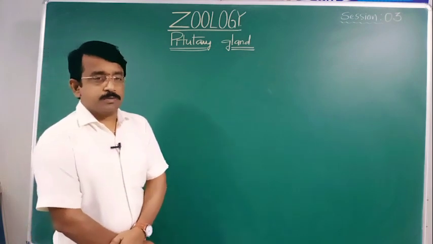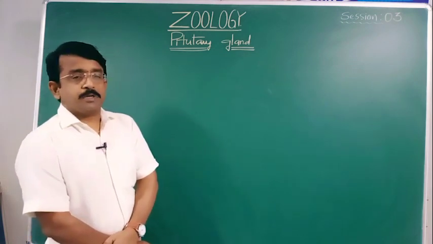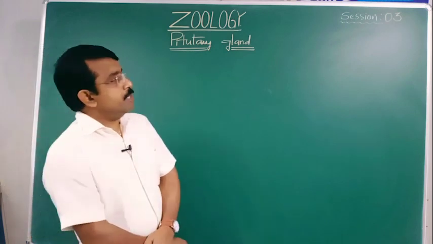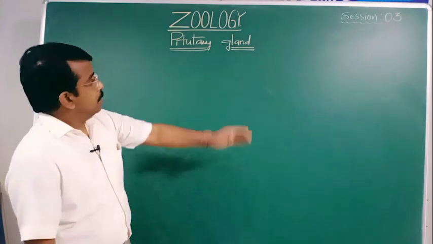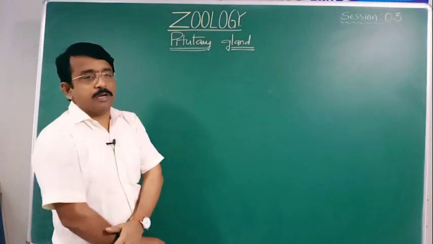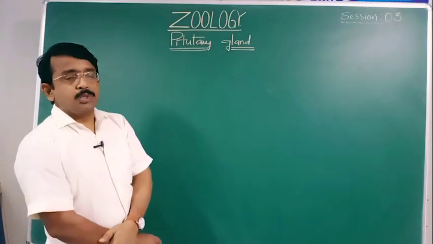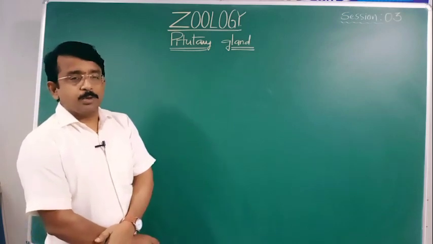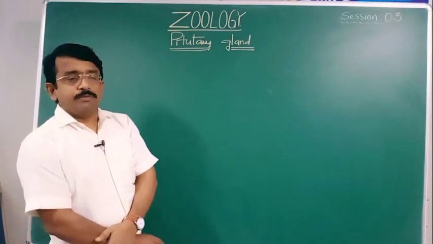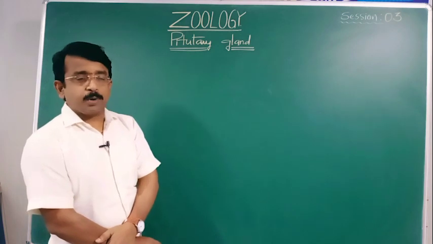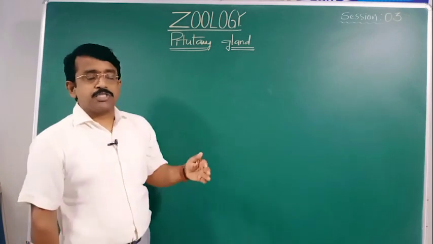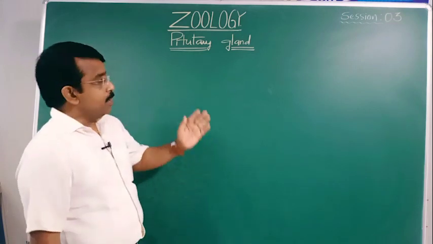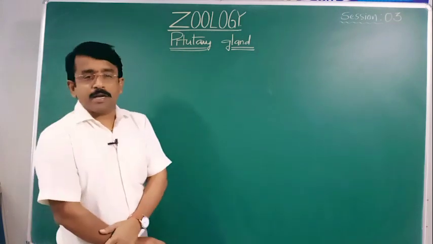This is Zoology subject, chapter Chemical Control and Coordination, session number 3. We are going to discuss the pituitary gland. In the previous two sessions, we discussed the introduction to the endocrine system, the hormones, and their properties, and in the second session we discussed the hypothalamus. Now let's discuss the pituitary gland.